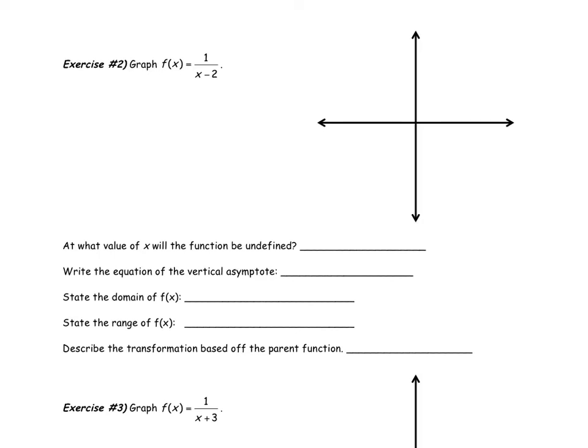All right, so we're going to quickly look at exercise 2. If you remember the parent function, the parent function for this is 1 over x. Because it has an x minus 2 in the denominator, that means we are going to shift it to the right by 2 units. And I'm still going to follow that same pattern. Something I had mentioned yesterday is that we have a horizontal asymptote as well at 0.